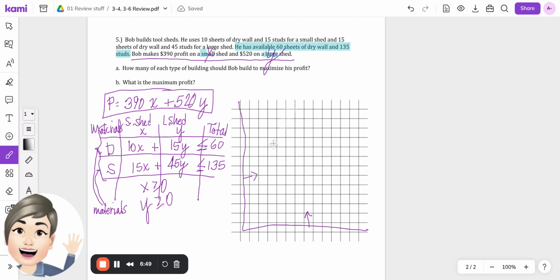when you find your vertices to substitute back up here into the objective function, it's going to say how many of each type of building should he make. You're going to say Bob should build X amount of large sheds and X amount of small sheds. What is the maximum profit? This is going to involve a sentence with dollar signs, money. Okay, make sure you're using the units.